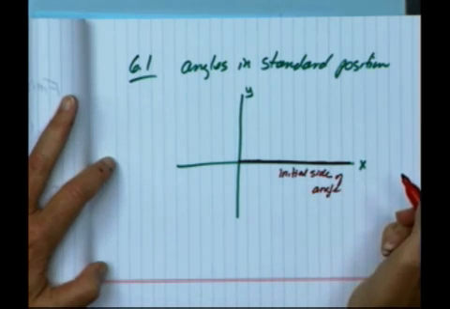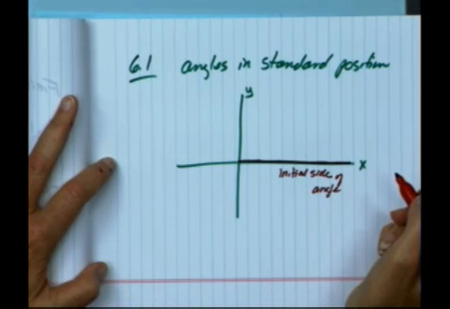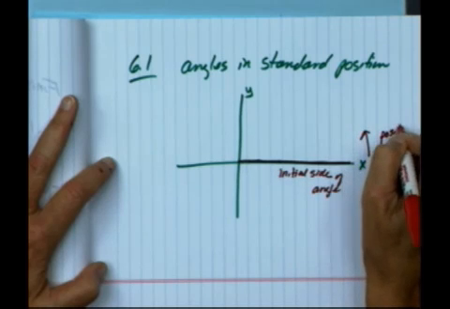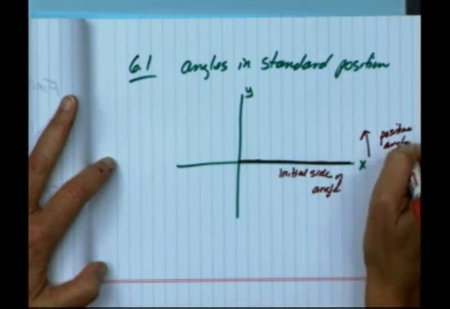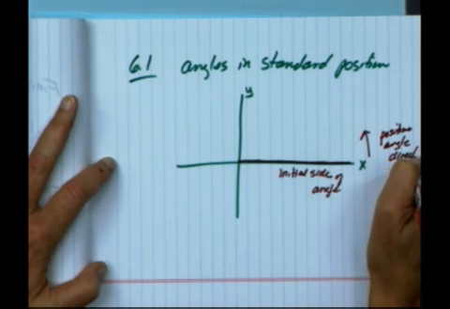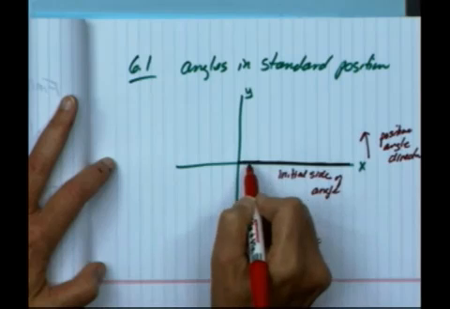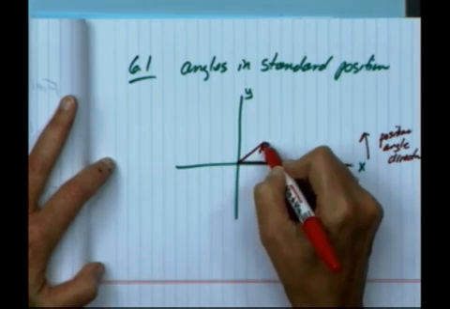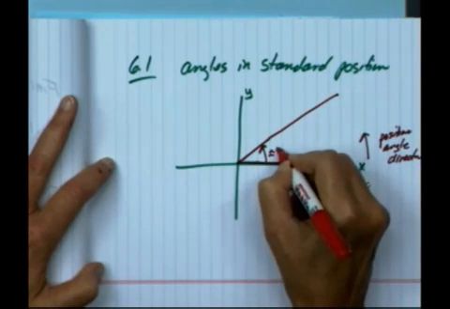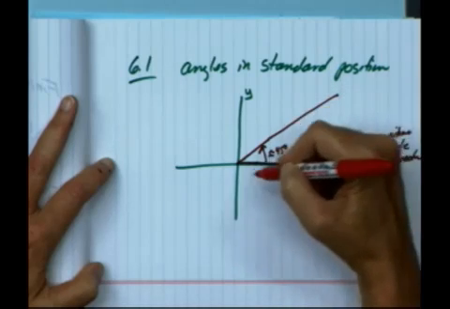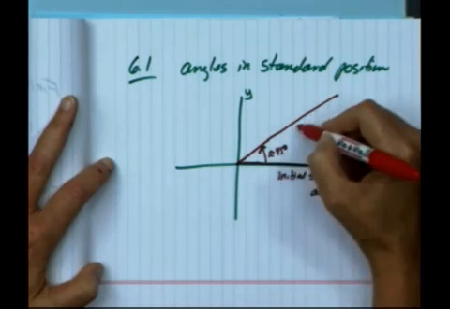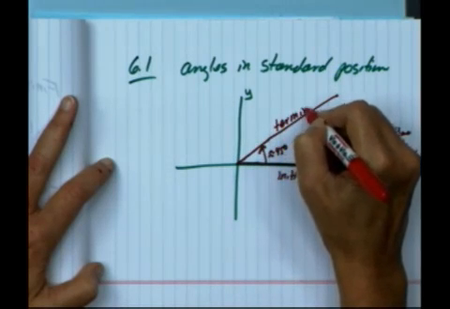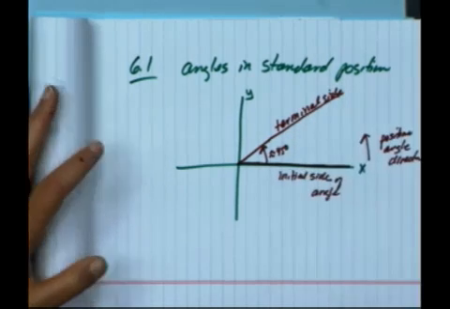Okay, which way is positive when you're finding your angle? Which way do you go? This way is the positive angle direction. So if I were going to go about 45 degrees, I would go like this. This is approximately 45 degrees. And if this side is called the initial side, this side is called the terminal side of our angle.